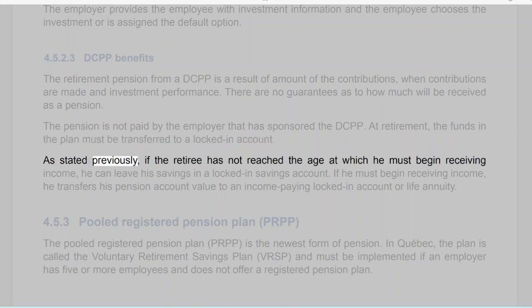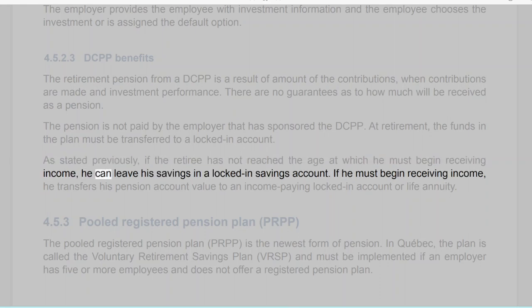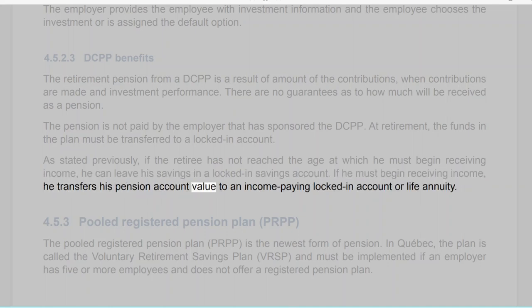As stated previously, if the retiree has not reached the age at which he must begin receiving income, he can leave his savings in a locked-in savings account. If he must begin receiving income, he transfers his pension account value to an income-paying locked-in account or life annuity.